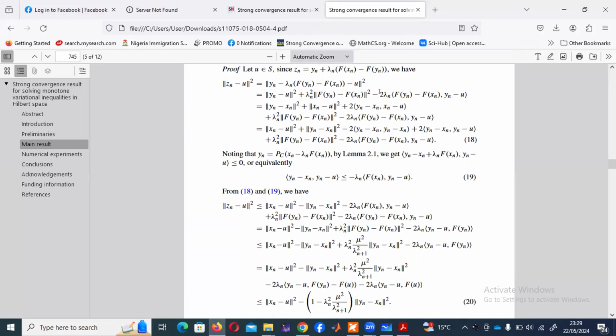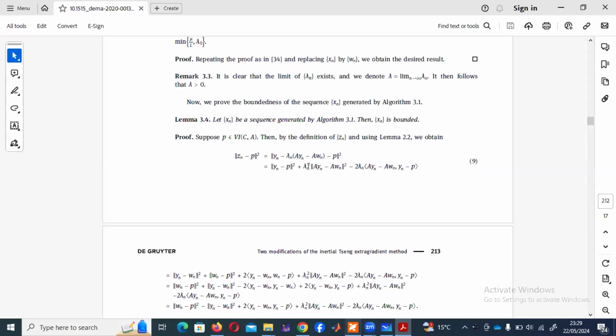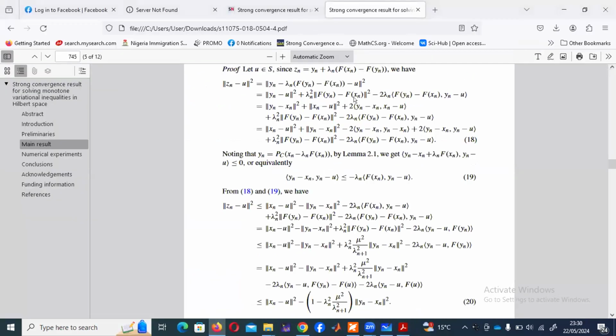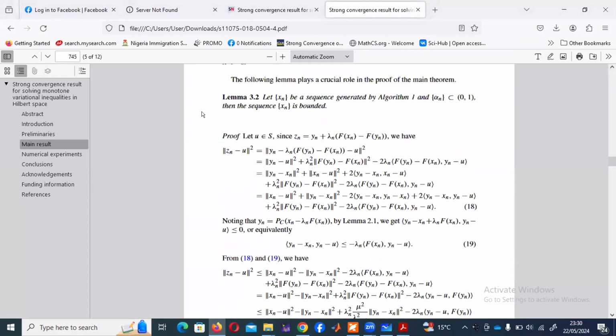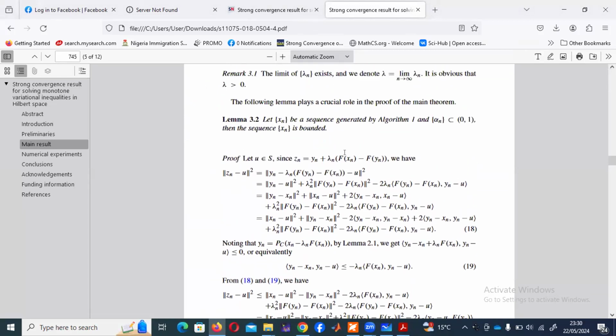Then this guy, this second expression is also the second expression that you're seeing here. But here, instead of it being wn, it is xn, because it is xn that you have there. So that's exactly what you need to do. Let's just open it. Now, I'm going to state lemma 2.2. So that's why you have to find out what they did to get this thing.